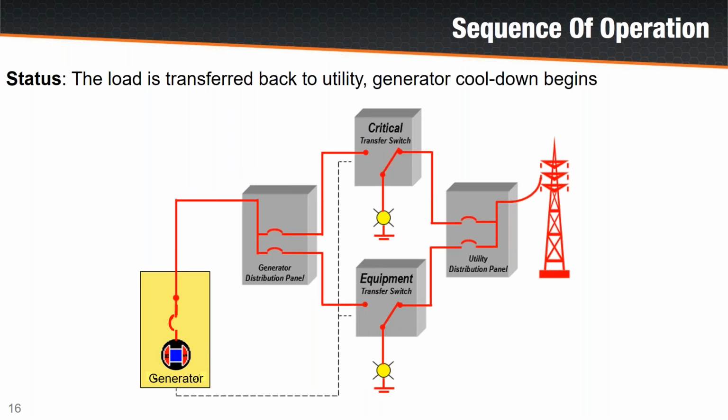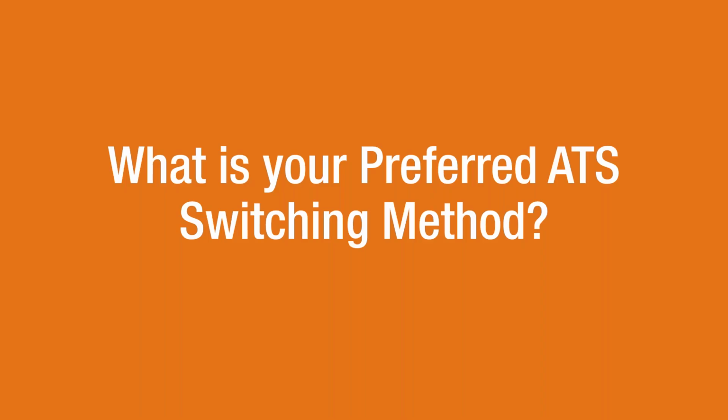And then eventually we're going to transfer back and go into cool down. We're going to have some discussions in the coming slides about that process of transferring back between 2 live sources, because at the point of retransfer, both the generator and the utility are in a live condition. And then a couple, 2 minutes or so for the generator to cool down, and then we're going to shut it off.